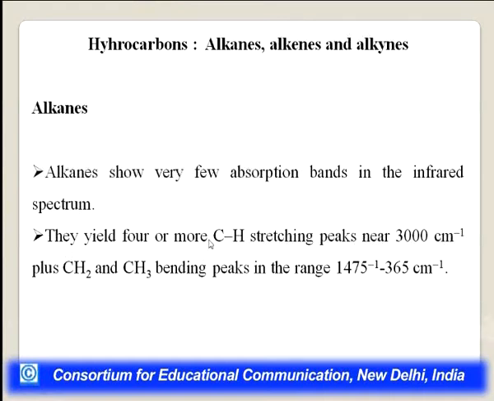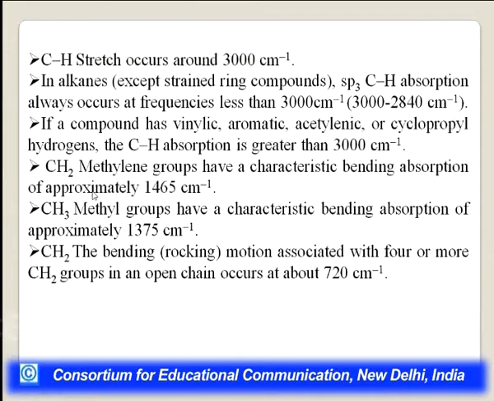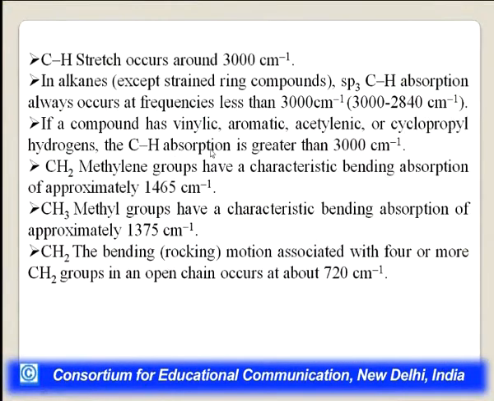They yield 4 or more CH stretching peaks near 3000, plus CH2, that is methylenic, and methyl bending peaks in the range of 1475 to 1365 centimeter inverse. CH stretching vibration occurs at 3000. In alkanes, with sp3 hybridization, CH absorption always occurs at frequencies less than 3000. If a compound has vinylenic, aromatic, acetylenic or cyclopropyl hydrogens, the carbon hydrogen absorption is greater than 3000 centimeter inverse.